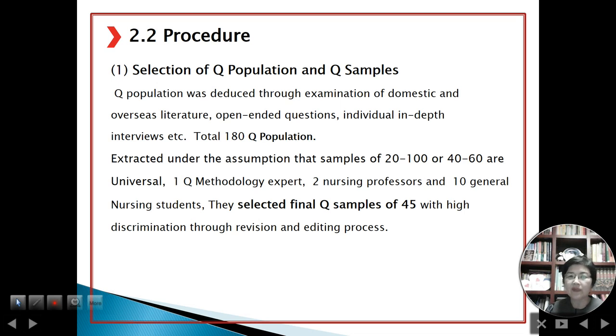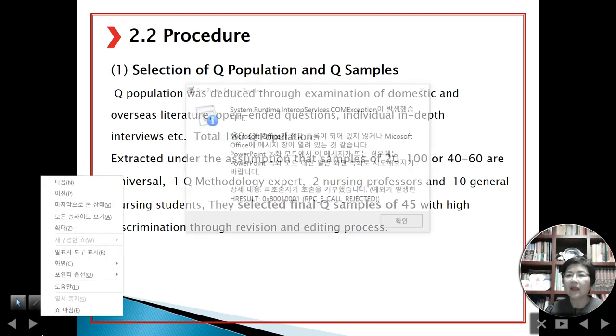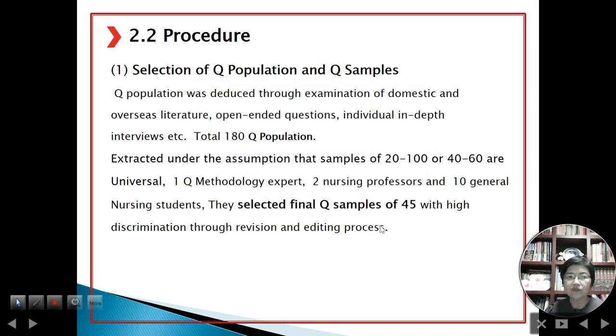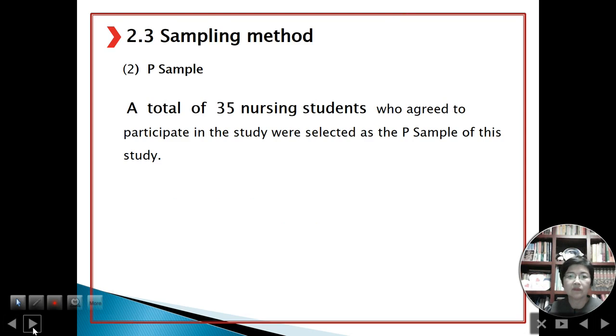Q methodology experts, first one nursing professional, professors, and 10 general nursing students, selected the final Q samples of 45 with higher discrimination through division and editing process. P sample: a total of 35 nursing students who agreed to participate in the study were selected as the P sample of this study.